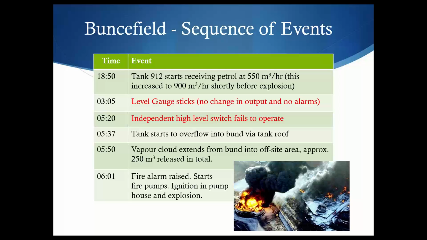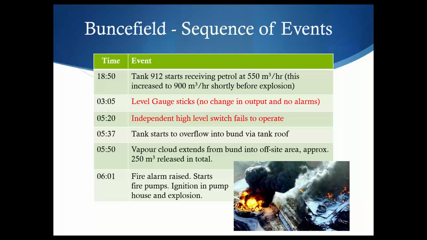There was also an independent high-level switch that should have either told the operator something was going wrong or stopped the flow. In this case, it had been put into a position where it should have had a padlock on, locking it in the right position, but after maintenance, it was locked in the wrong position, which means it would never have worked at that particular time.